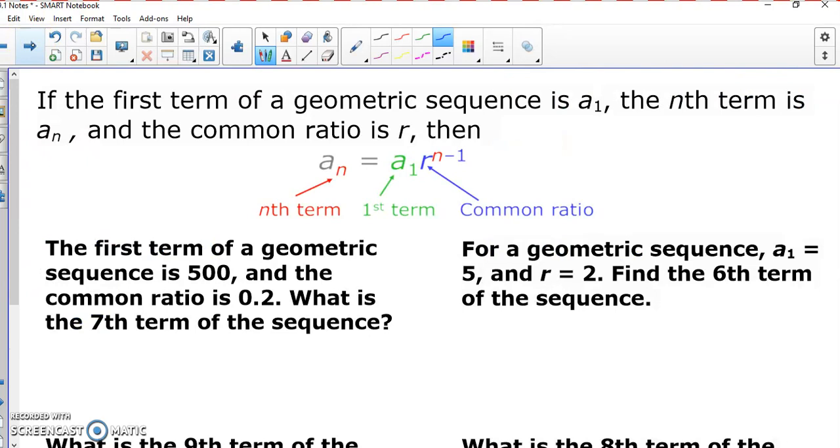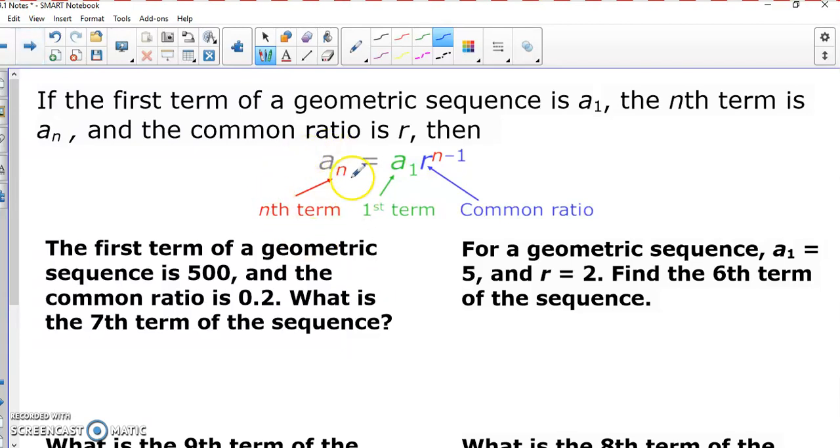Okay, and then the next part of our notes here, we're going to learn a formula that will help us find any number in a geometric sequence. That way we don't have to keep going in order, finding the first, second, third, fourth, etc. We can find any one really quickly just by plugging it into this formula.